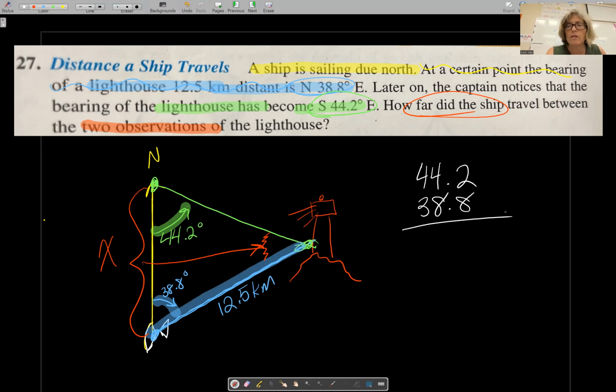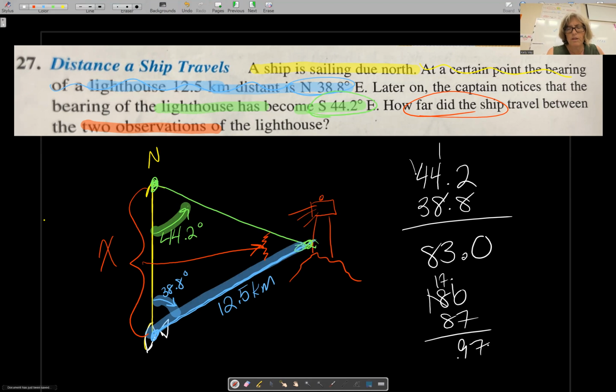That gives us 83, taken away from 180. And of course, that's going to be 97 because we're going to borrow. So it's 97 degrees. So we find that this angle is 97 degrees.